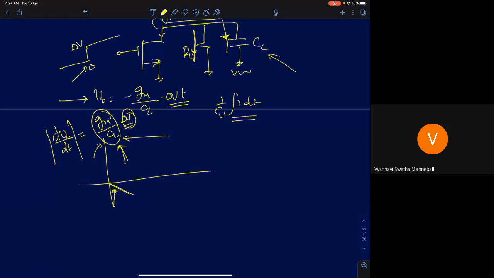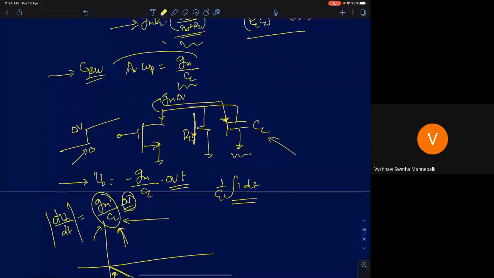So this is captured in gain bandwidth product. That's where the gain bandwidth product has its significance. It tells you the maximum rate at which your output can change. The product Gm by CL is an indication of how fast your output can change.